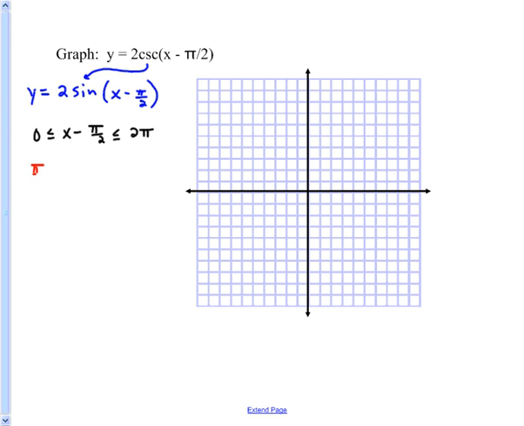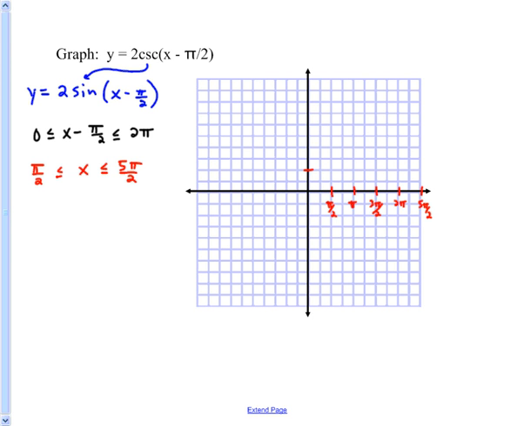If I added pi over 2 to both sides, that would give me pi over 2 to 5 pi over 2. Well, if this is 0, pi over 2, 2 pi over 2, 3 pi over 2, 4 pi over 2, and 5 pi over 2. Pi over 2, 2 pi over 2, which is pi, 3 pi over 2, 4 pi over 2, which is just 2 pi.